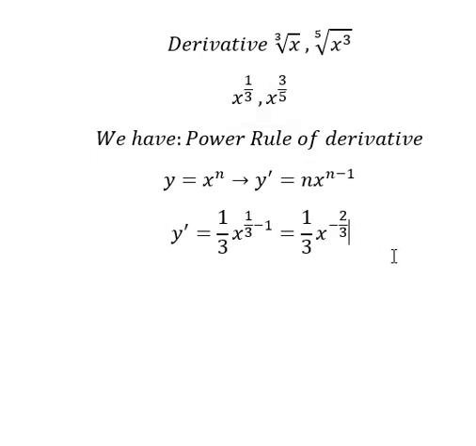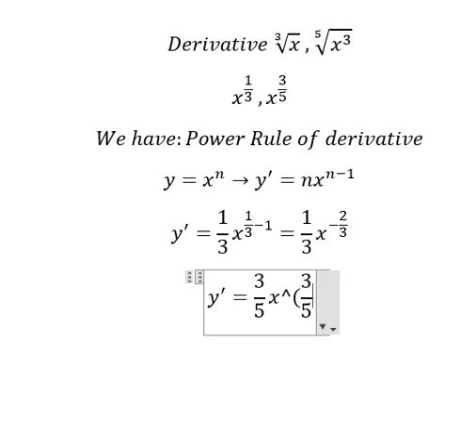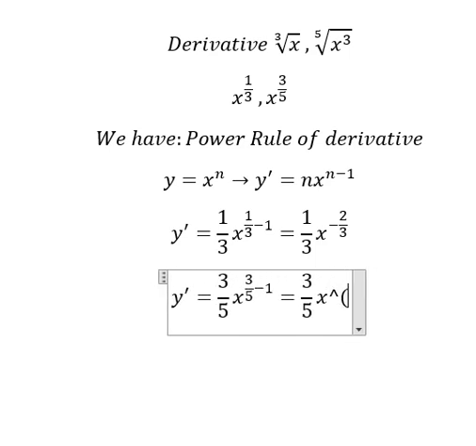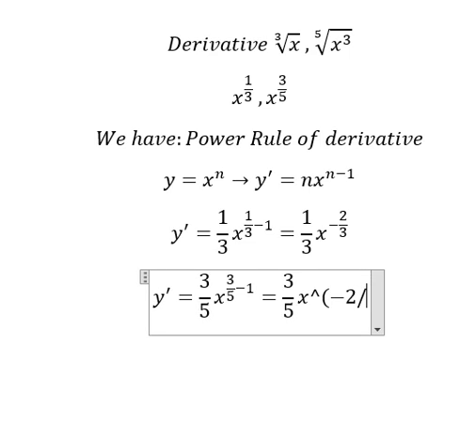And the second one is 3 over 5 s to the power of 3 over 5 minus 1. We simplify and we have negative 2 over 5.